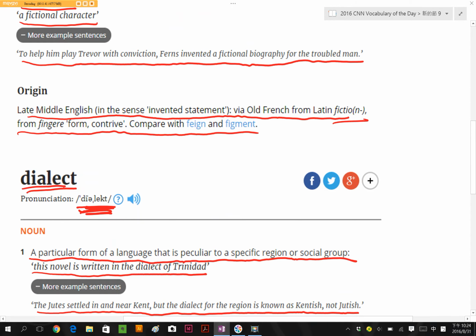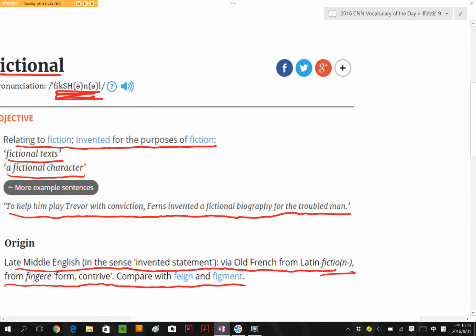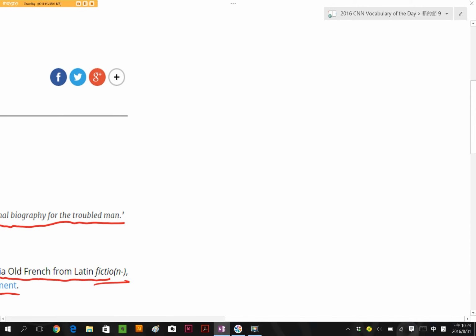Okay, students, now it's time. We are going to review these two vocabulary words. It's phonetics, advanced pronunciation and spelling improvement.